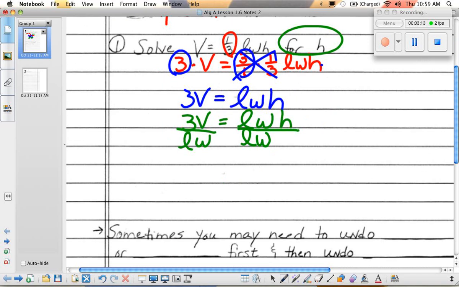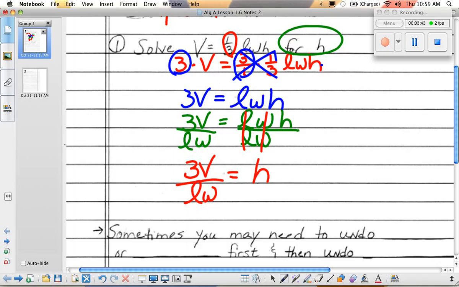So for our solution to this one, we can cancel out these L's and these W's. We now have the H by itself. And can we cancel anything on that other side? No. 3B, so it's just going to have to stay 3B over LW. So again, really all we're doing is rearranging the equation we started with, and that's the formula.